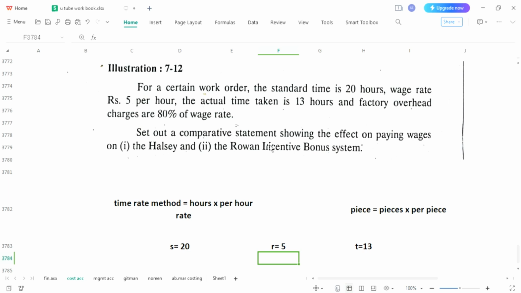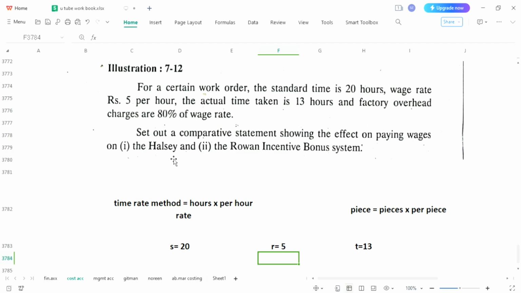Set out a comparative statement. What is this comparative statement? If you use these methods in the first option, and in the second option you don't use these methods, this is called a comparative statement, where you will see how much amount would be saved if you are using the Halsey method instead of the traditional. This is your custom or traditional method where you multiply hours by per hour rate. In Halsey you also use the same method in a different way. So we will be making a comparative statement using the simple method and the Halsey method and see if there is any sort of saving.